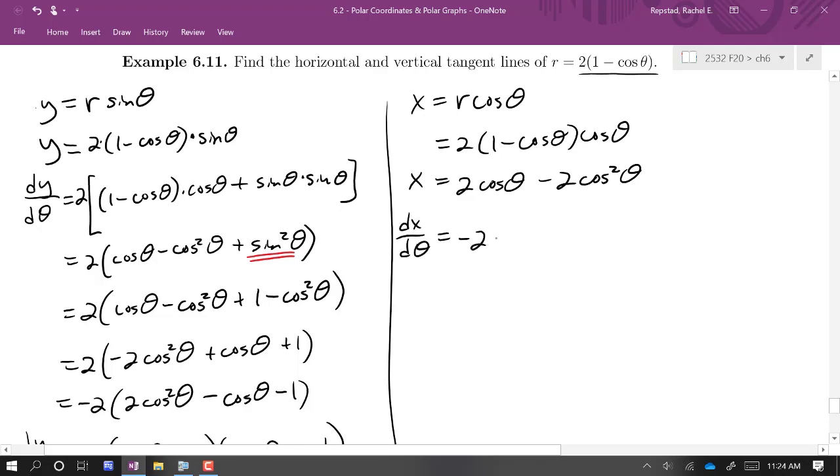So we get minus 2 sine theta, and this will be, let's see, minus 4 cosine theta times a minus sine theta. We could simplify this to minus 2 sine theta plus 4 cosine theta sine theta.